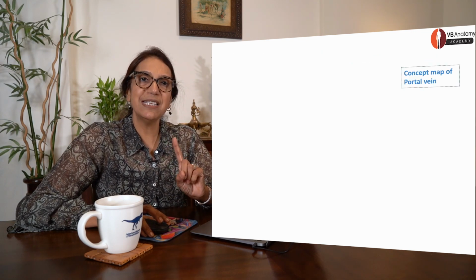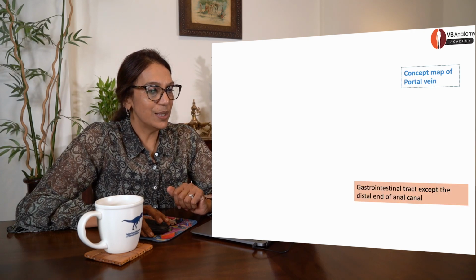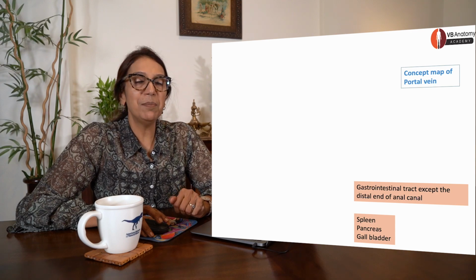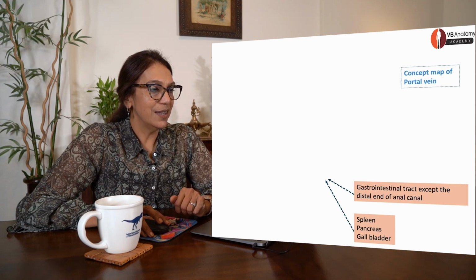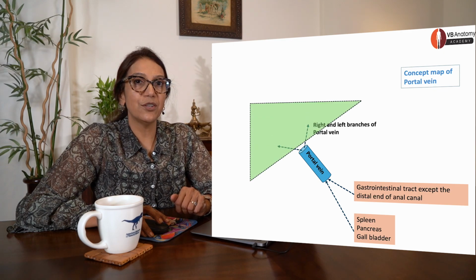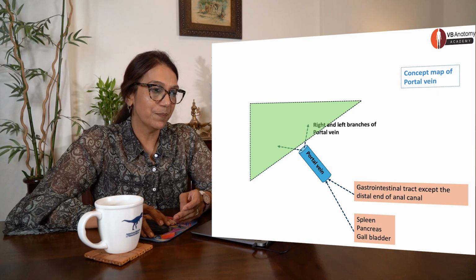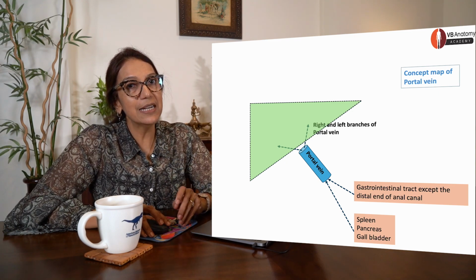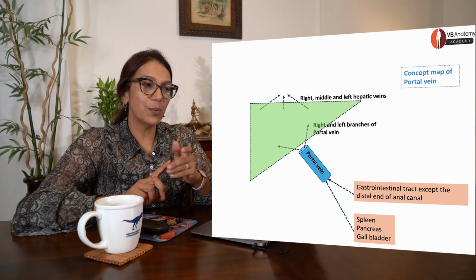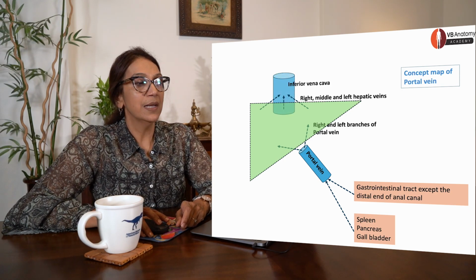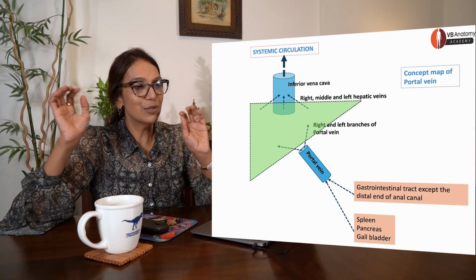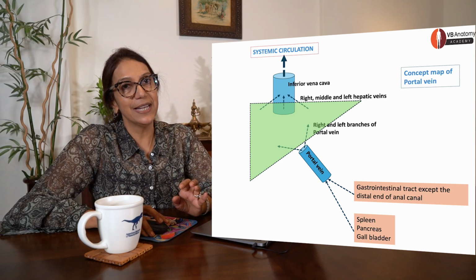Let's use images. I always tell you images help you to learn faster. So here's blood from your gut except your anal canal, the lower end, and your spleen, pancreas, gallbladder. Blood from here is draining into the portal vein. The portal vein is dividing into branches, releasing this blood into the liver. The liver is metabolizing everything that has come into it and finally releasing the blood through right, middle and left hepatic veins into the inferior vena cava. The inferior vena cava now releases the blood into the systemic circulation. Got it? So this is the concept map of portal vein.